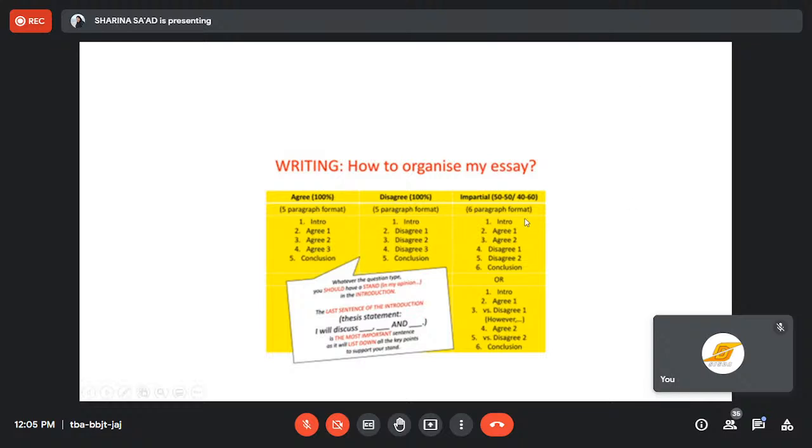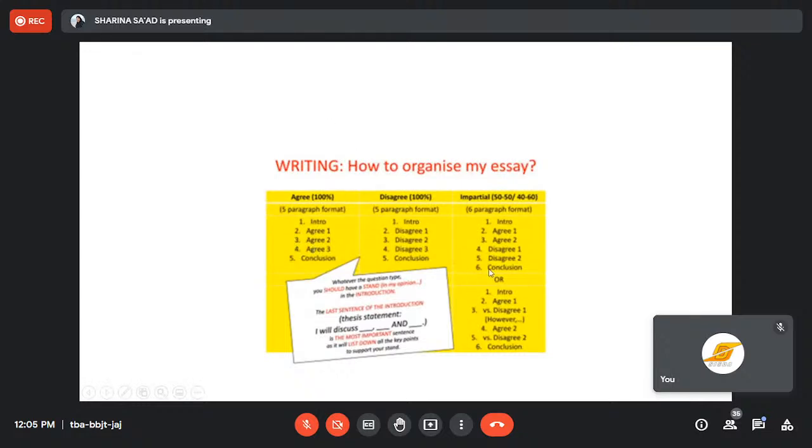However, the problem will be when you are impartial. You partially agree or partially disagree. Meaning you have 50-50 or 40-60. Oh, susah ni. And then you have to use the 6 paragraph format. My suggestion is do not trouble yourself. You go to agree 100% or disagree 100%. Because the more you write, sometimes the more mistakes you make. Jangan cari pasal. Okay? So make your life easy. Stick to this 5 paragraph essay.